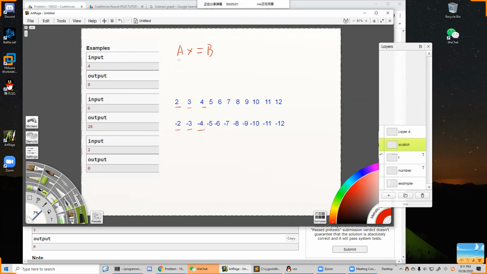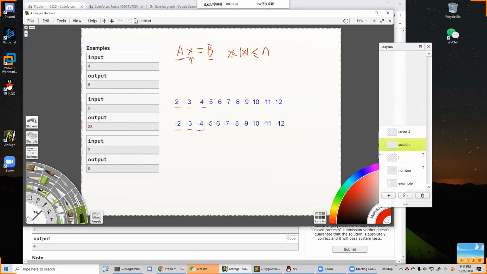So if the first number is A and the second number is B, and we have AX, which is bigger than 2 and smaller than N, then we can build a bridge between these two nodes. So the condition is that the absolute value of X is smaller or equal than N and bigger than 2, right?